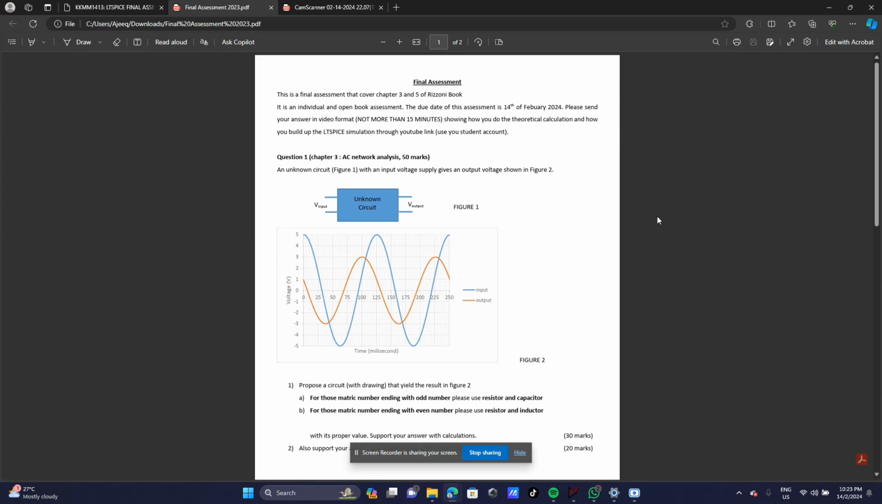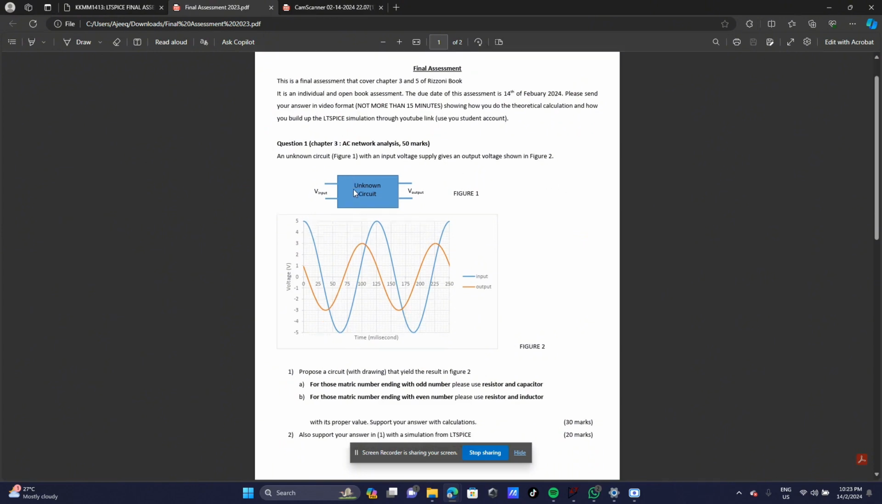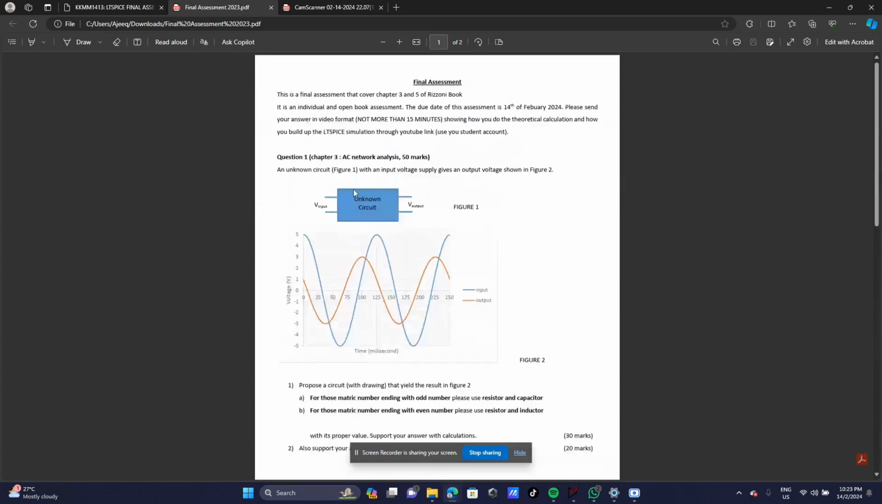My metric number is A203666 and I'm going to cover two questions for the final assessment. So we move on to question number 1, which is from the Rizzoni book of chapter 3, AC Network Analysis.